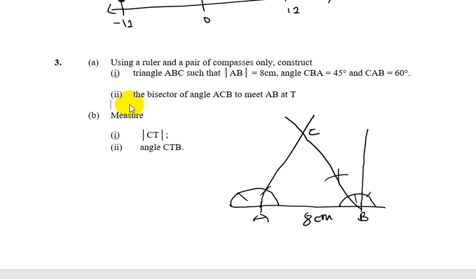And it said the bisector of angle ACB to meet AB at T. Now angle ACB is this side. So you draw an arc here. You stand here, you construct, you stand here, then you cut, then you draw a line through this one to meet line AB. So when you meet the line AB, that point will be called T. Okay. Now we have to measure CT and we have to measure angle CTB. So that is that for question 3.